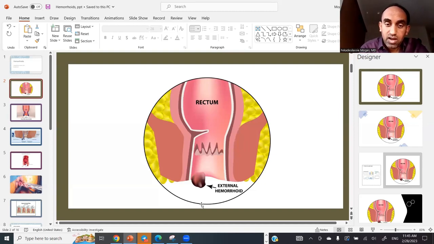Some people might notice a skin tag. They'll tell you, when I am trying to wash my body, I feel something hanging. So that's a pile, or a skin tag. Underneath is a dilated venule or vein distending the skin. It's nothing serious. We call the skin tag a pile. That's a sign of external hemorrhoid.